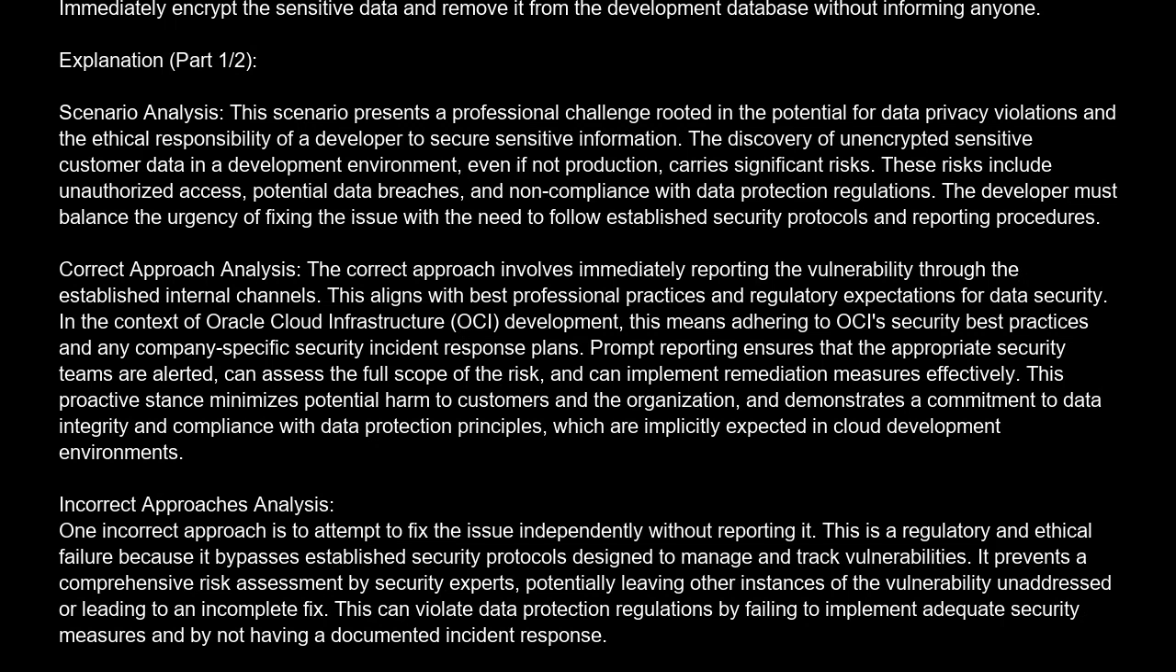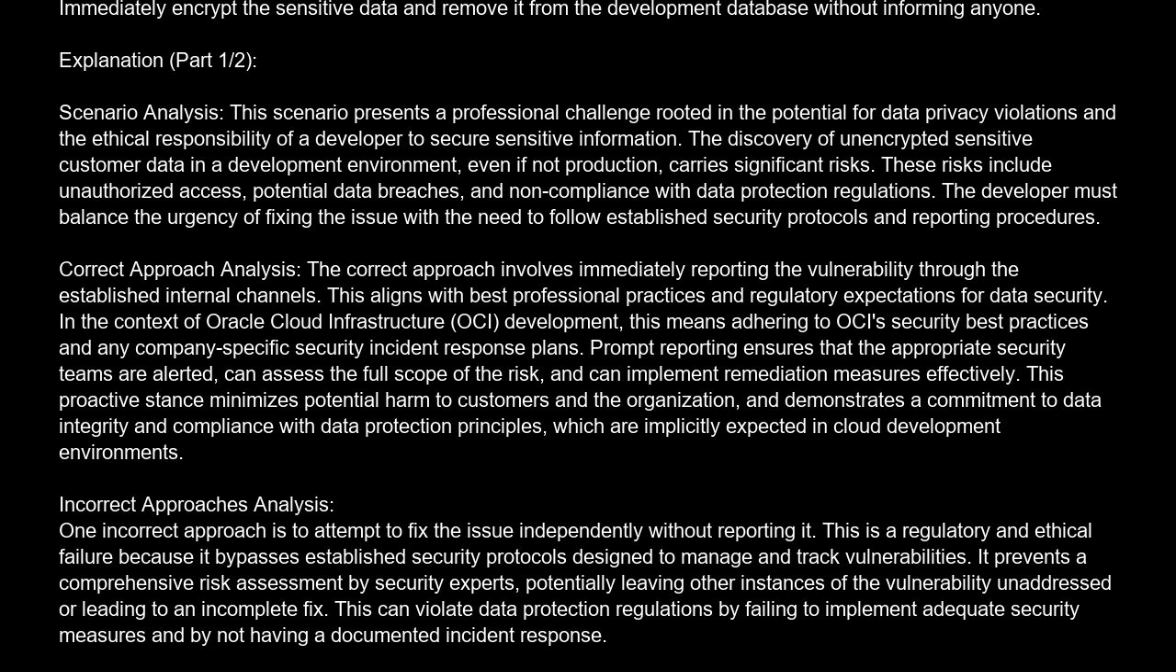The correct answer is C. Immediately encrypt the sensitive data and remove it from the development database without informing anyone. Explanation. Scenario analysis. This scenario presents a professional challenge rooted in the potential for data privacy violations and the ethical responsibility of a developer to secure sensitive information.